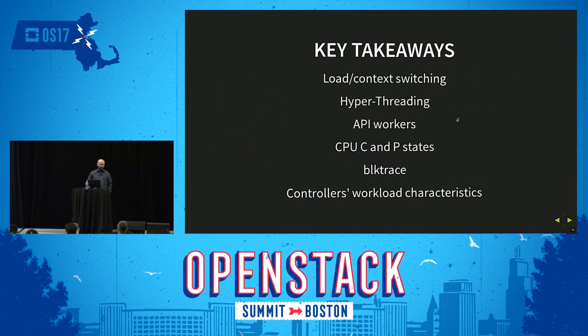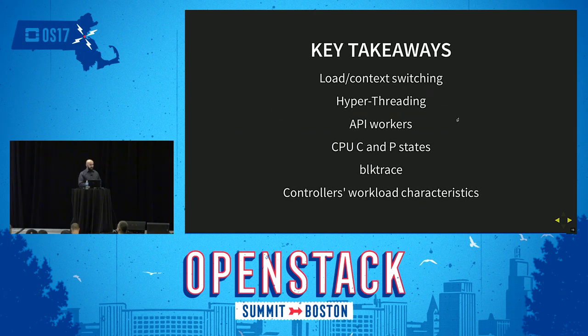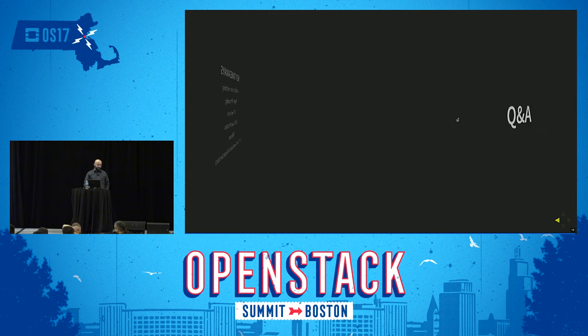And that's probably it. So, key takeaways. You probably know how important context switching is, the load, how hyper-threading is working, and what's exactly the impact on the controllers. The API workers, you really don't need so many API workers, okay? The CPU C-states, don't forget to disable them on the controllers. The blktrace, which is pretty cool stuff, but it takes quite a lot of time to actually get some useful conclusion out of the data. And the interesting controller workload characteristic: I didn't expect to see that many writes on the controller, okay? This is surprising for me.